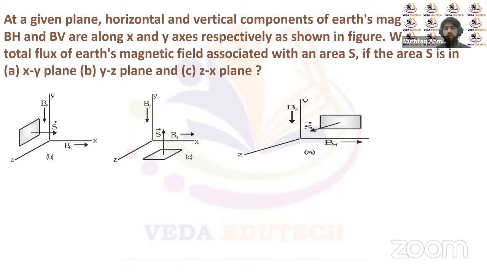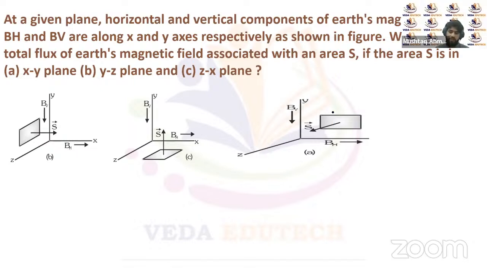What is the total flux of Earth's magnetic field associated with an area S if the S is in the XY plane, YZ plane, ZX plane, right? So these are the three planes here. For part A, this is the loop placed in the XY plane, right? And this is the direction of the vertical magnetic field, along a downward direction, and this is the horizontal magnetic field, along the plus x-axis, right? And this is the area loop.